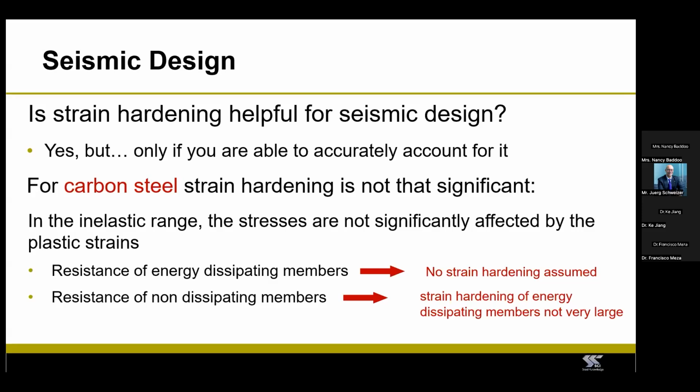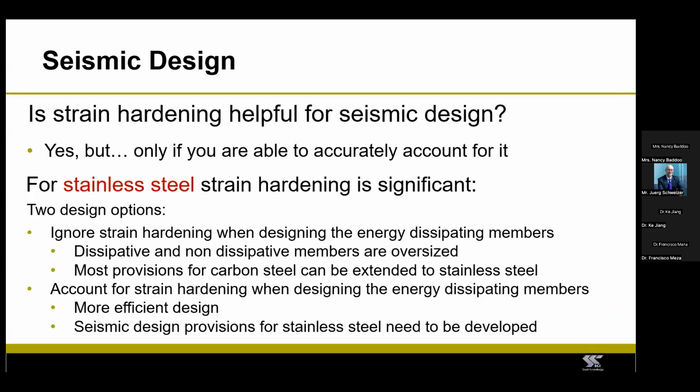Now, because the resistance of the energy dissipating members can be estimated relatively well, this allows for a more efficient design of the non-dissipative members, which, as I mentioned before, have to be designed based on the maximum forces the energy dissipating members can develop when they're yielding. Now, because of the strength hardening, and more importantly, the cyclic hardening of stainless steel, the resistance of the energy dissipating members is not that easy to calculate.